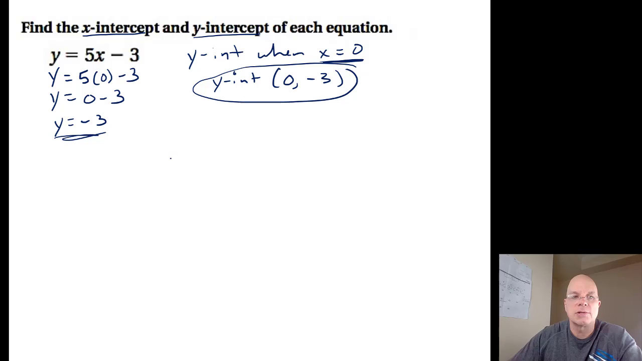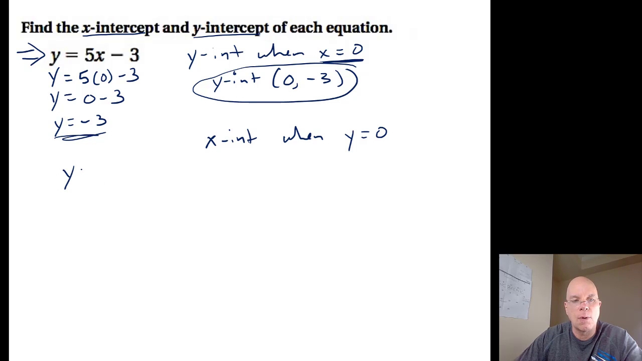It's easy to find the y-intercept. But the reason it's so much easier to find the y-intercept than the x-intercept is this slope-intercept form is written where y is isolated on one side of the equation. But we can find the x-intercept. We know the x-intercept occurs when y equals 0. So I'm going to rewrite the equation y equals 5x minus 3, and when I write it again, instead of writing y, I'm going to write the value for y, which is 0. 0 equals 5x minus 3.